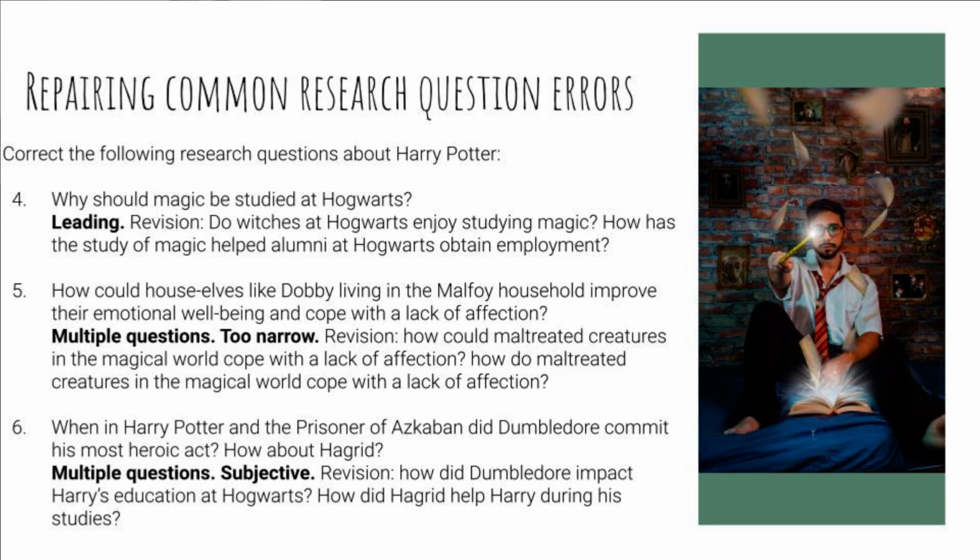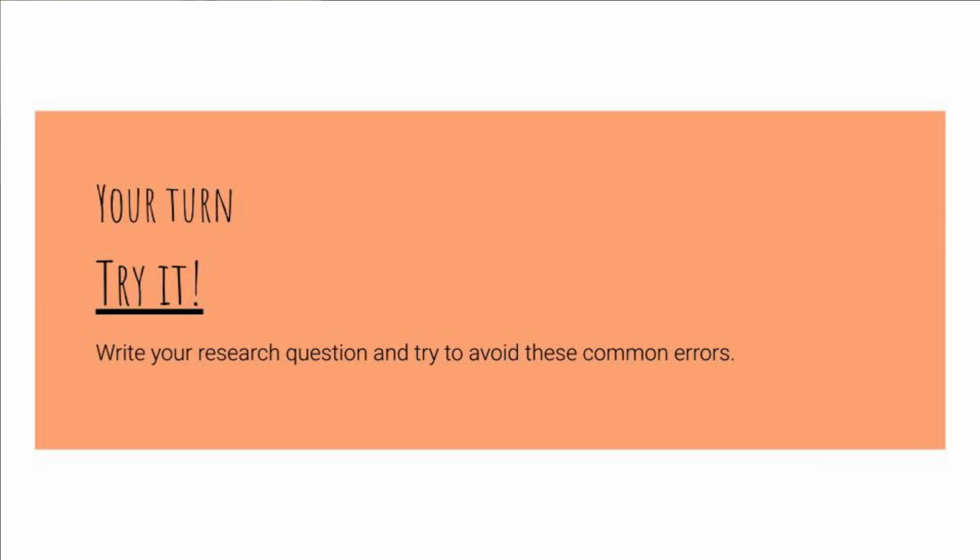And when in Harry Potter and the Prisoner of Azkaban did Dumbledore commit his most heroic act? How about Hagrid? This has multiple questions. This is too subjective. Instead: how did Dumbledore impact Harry's education at Hogwarts? This would be easier to respond to. How did Hagrid help Harry during his studies? We could actually find specific examples for that and turn those into thesis points.